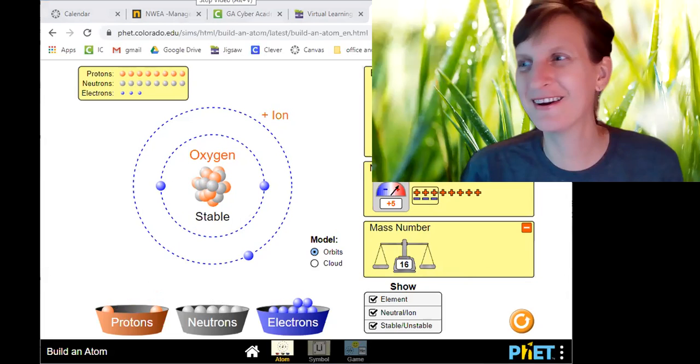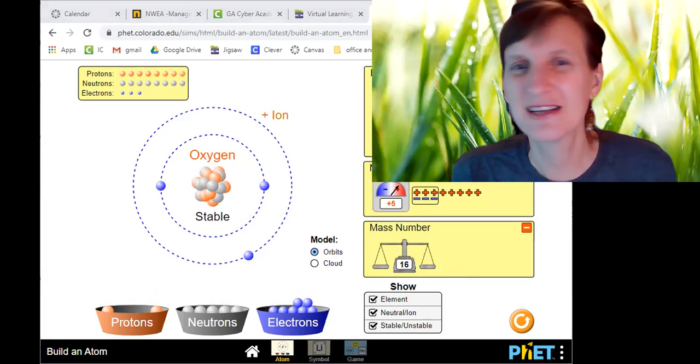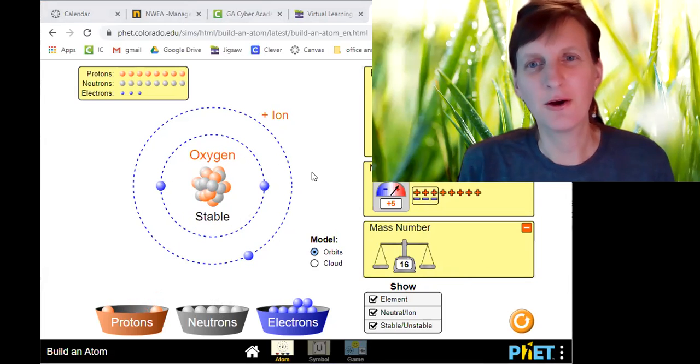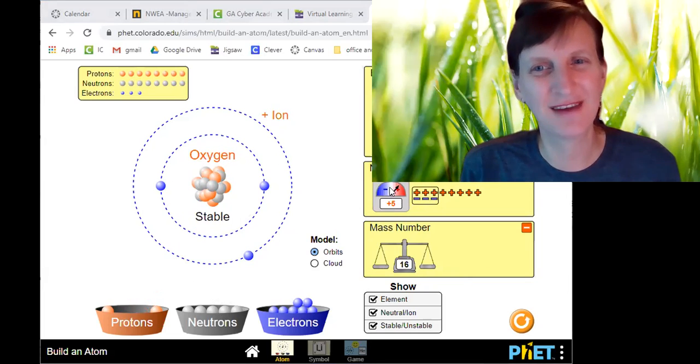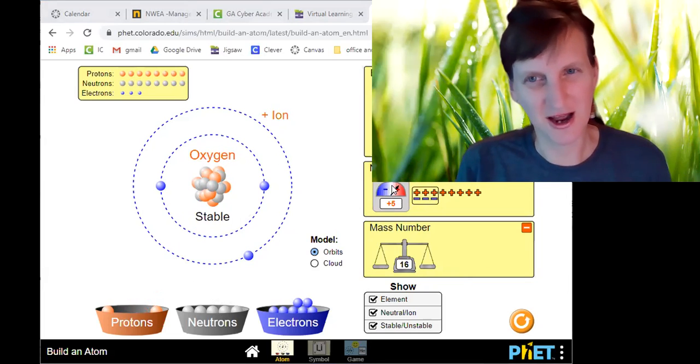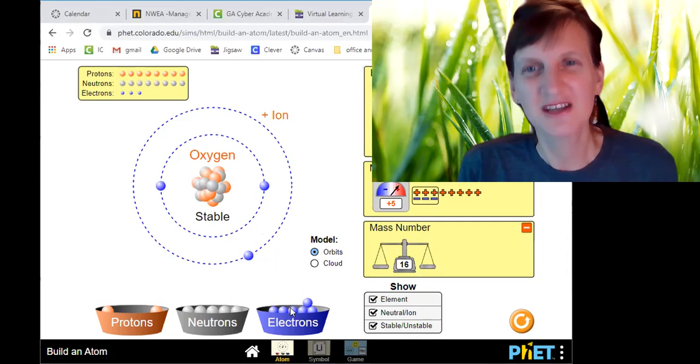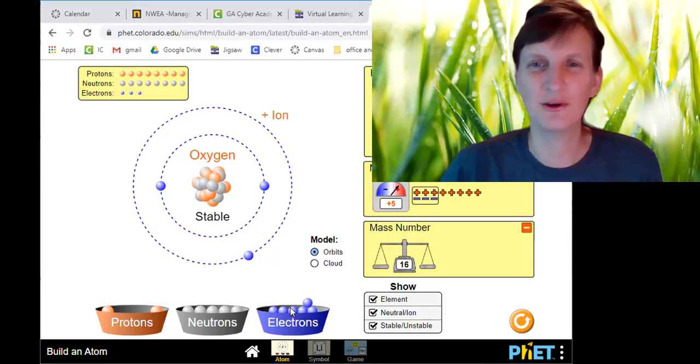Oh, there's my video. Okay, so I'm going to add some neutrons to make it stable. Now, it says it has a charge of +5, and oxygen does not end up with a charge of +5, ever. So what do we have to add to make it neutral?